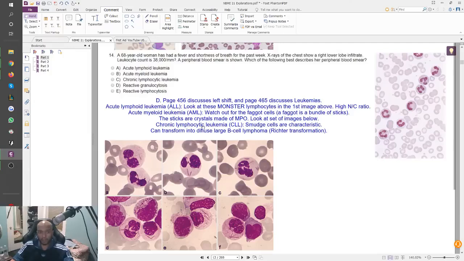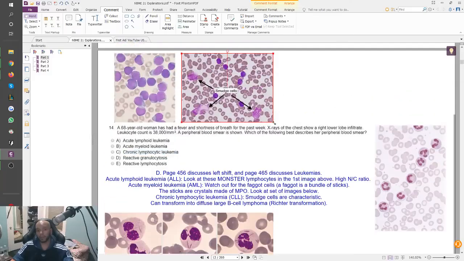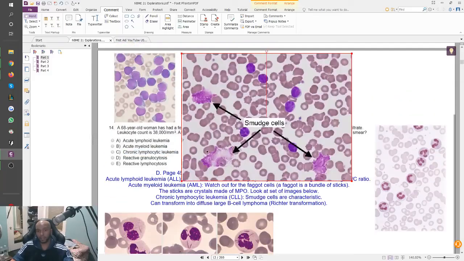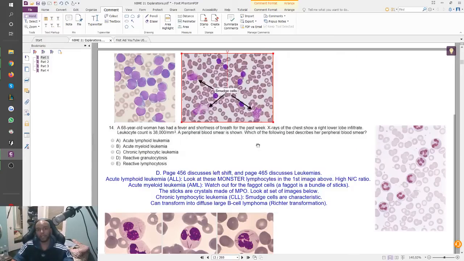Now, chronic lymphocytic leukemia, answer choice C, it's chronic. It's the one that has smudge cells. The smudge cells are the ones that you're seeing in this picture, right? Smudge cells. They're smudged. They're squeezed and rubbed, right? None of those things were given to us.